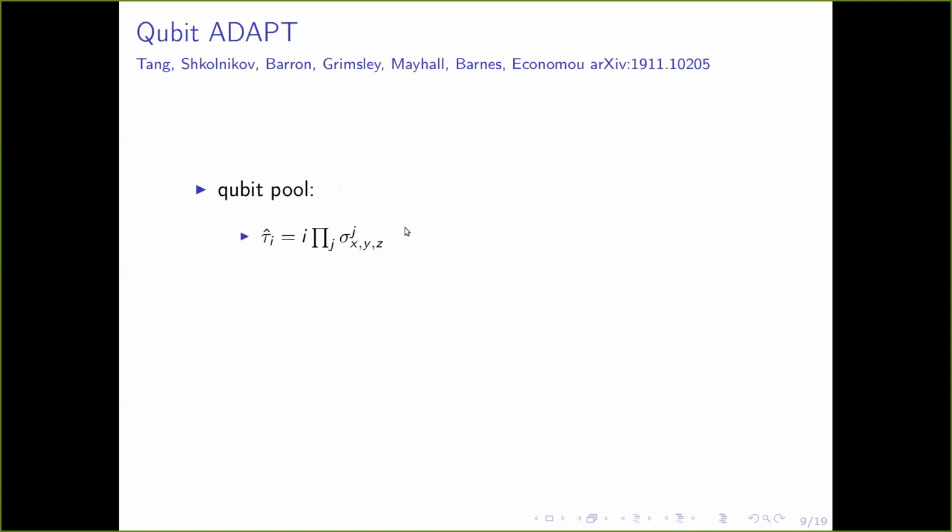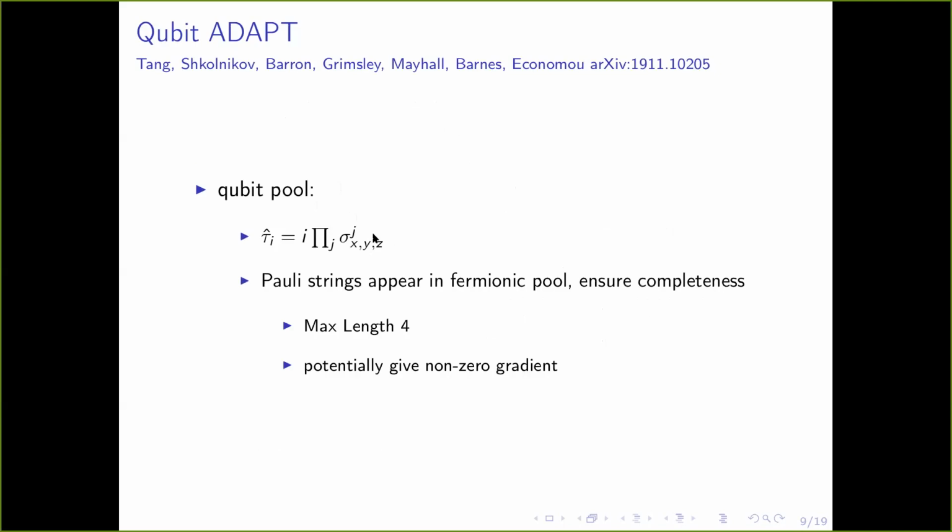We replace the original fermionic pool with a qubit pool, which consists of individual Pauli strings. These Pauli strings are not just all the Pauli strings we can have, but the Pauli strings that appear in the original fermionic pool, so that we can ensure completeness, but not with such a huge pool. Basically, these Pauli strings have a maximum length of 4 and potentially give non-zero gradient.